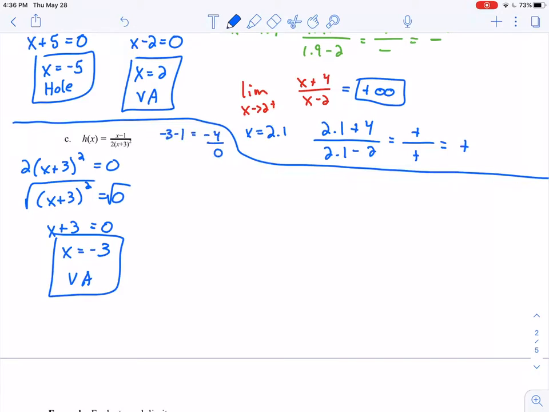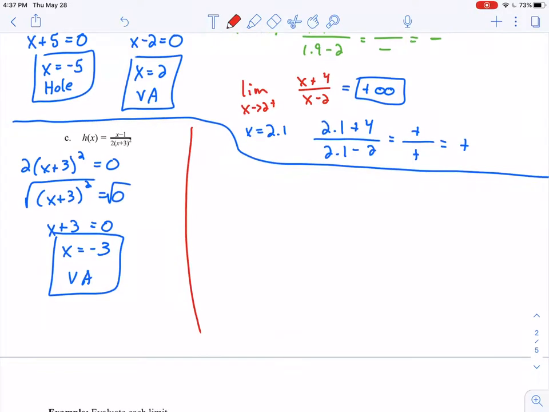So I know that when I look at this, I say, hey, I've got negative 4 over 0. This is the location of a vertical asymptote. So I know I need to look at the left and the right-hand limits now. So let's look at the limit as x approaches negative 3 from the left-hand side. And we've got x minus 1 all over 2 times x plus 3 quantity squared.